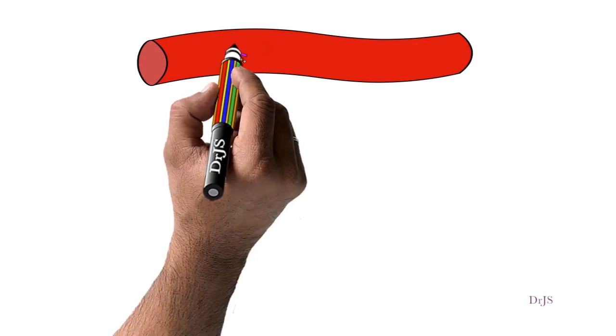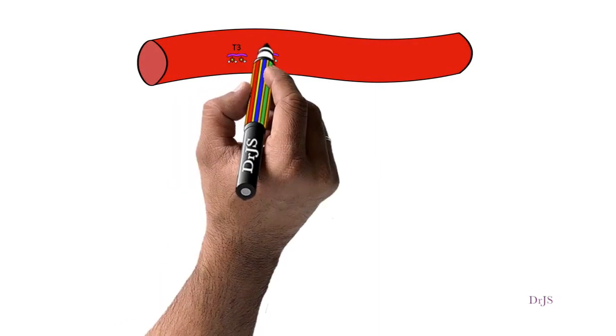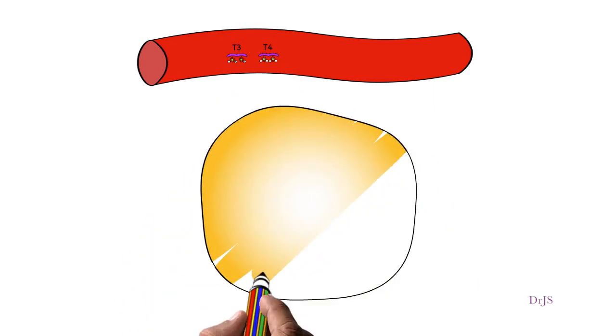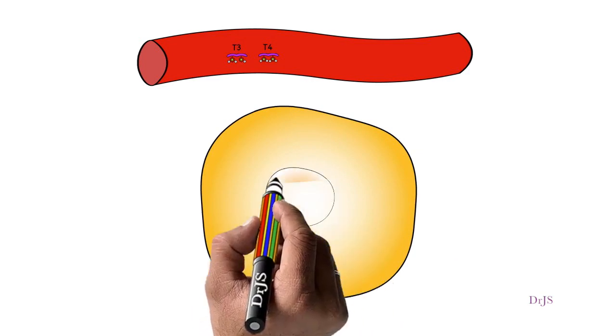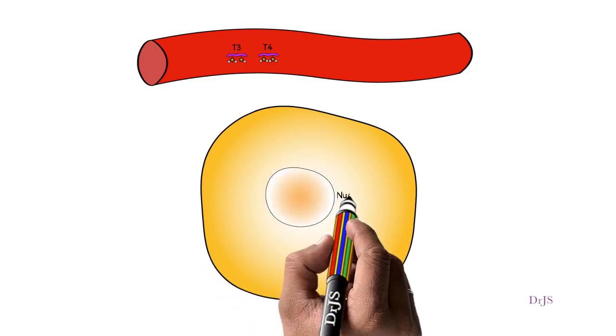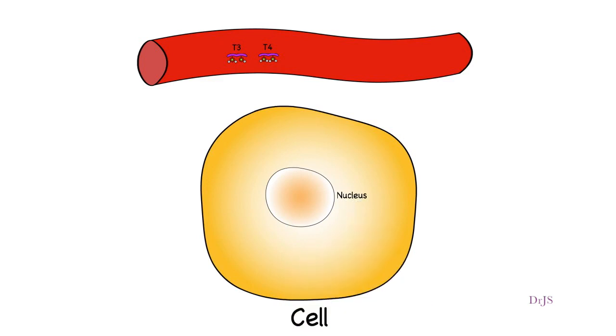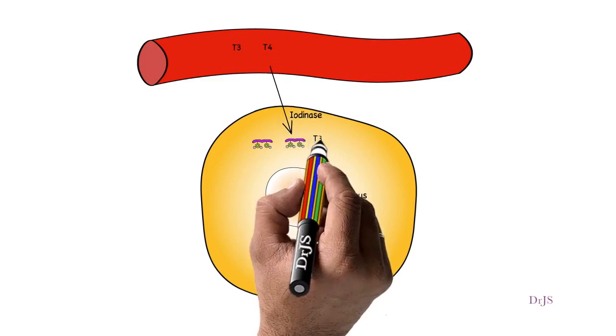Dear viewers, as we have learned from my previous videos how the T3 and T4 hormones are formed and enter into the circulation, in this video we will learn how these hormones affect the cellular functions. For this purpose, T3 is required, and T4 present in the blood, after entering into the cell, is converted into T3 by the iodinase enzyme.